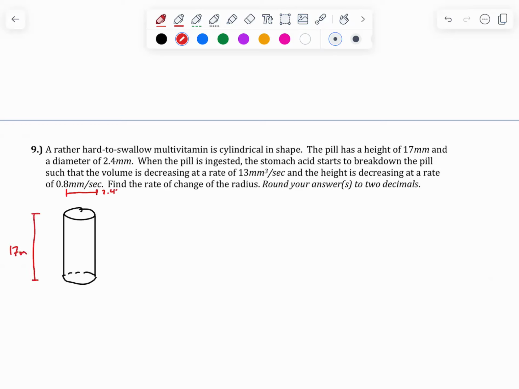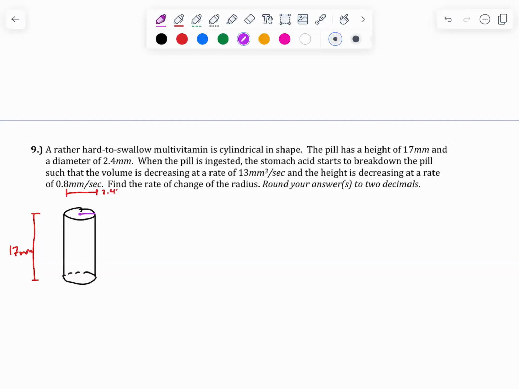Maybe that's going to be useful. Maybe it won't. We don't know. What we do know is that the stomach acids are breaking it down. So the radius is going to be changing, the height is going to be changing, and the volume is going to be changing. And we're assuming that it's acting efficiently on all facets of it. Yes, it's not actually how it would work, but that's what we're assuming.